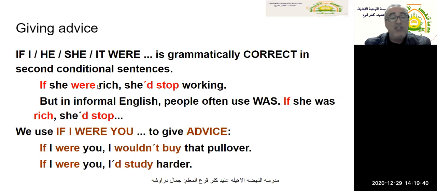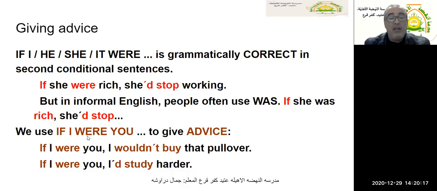For example, if she were rich, she would stop working. She'd is the contraction of she would. If she were rich, you can't use was here because it's the second conditional, and this is an imaginary situation. Therefore, the rule here says you should use were. If she were rich, she would stop working. But in informal English, people often use was. If she was, that's informal, يعني غير رسمي. But we usually use were in formal English.